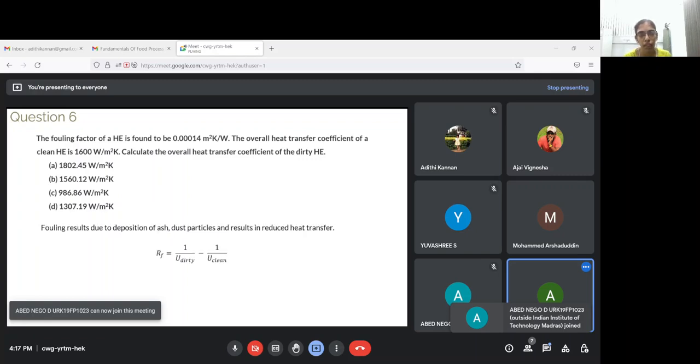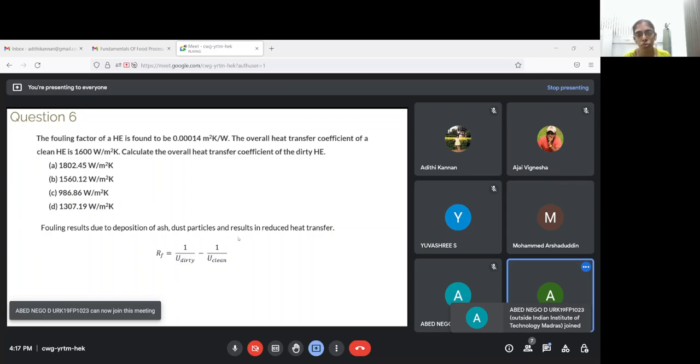So how do you calculate the relation between a fouling factor and an overall heat transfer coefficient? Your fouling factor, which is R_F, is equal to 1 by U dirty minus 1 by U clean. That is the resistance caused by a dirty heat exchanger minus the resistance caused by a clean heat exchanger will give you the resistance caused due to the fouling factor.